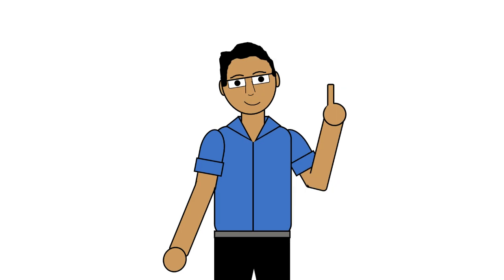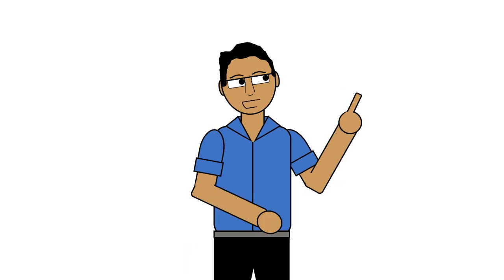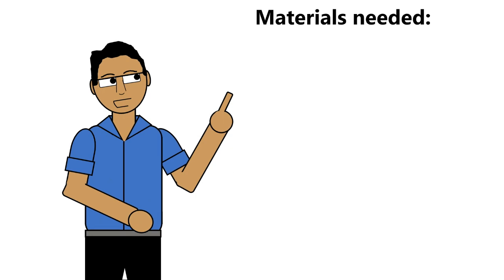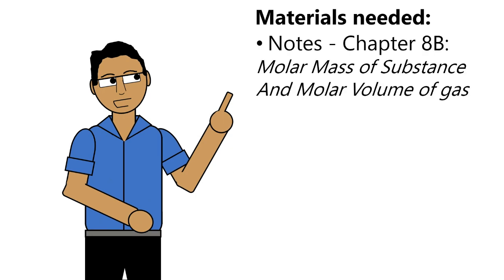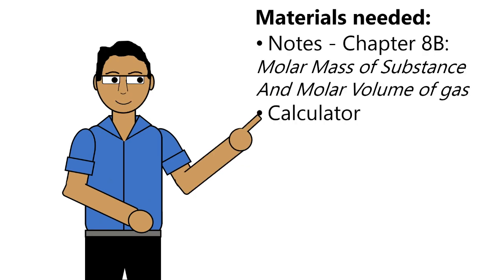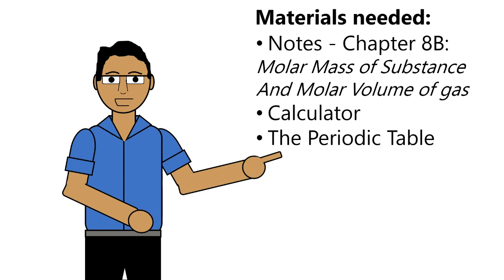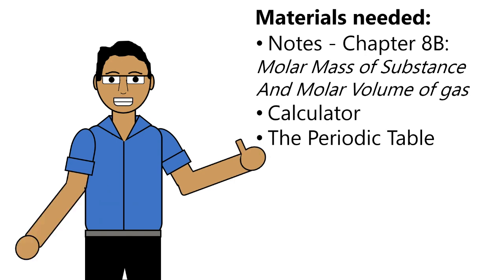Before we begin, please ensure that you have the following relevant materials with you. You will need your notes chapter 8b, a calculator, and the periodic table. You may pause the video now to ensure you have the materials. All good?